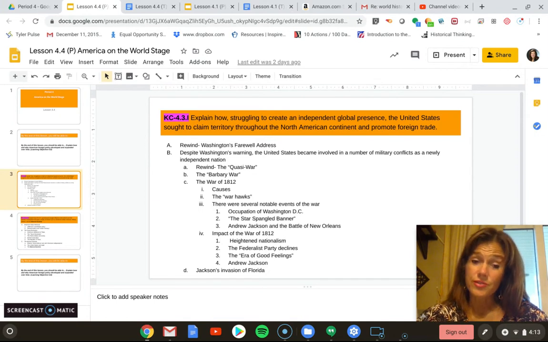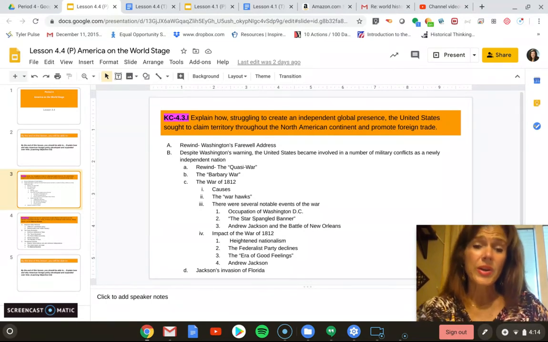So let's rewind again. During the presidency of John Adams, we are engaged in what is called the quasi-war with France. They were attacking our shipping because France and England were at war. Adams worked very hard to keep us neutral. However, we still had to get involved to some extent.